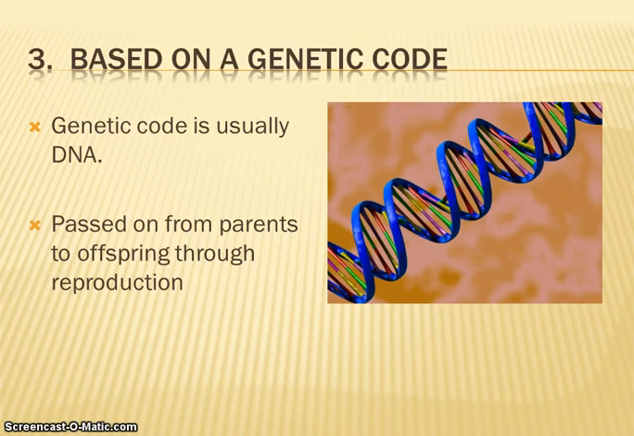And this is what the sperm cell carries. This is what the egg cell carries. It's carrying half of the genetic code to make that new organism. So mom gave you half of your DNA, dad gave you half of your DNA, and that built you. So all living things are based on a genetic code.